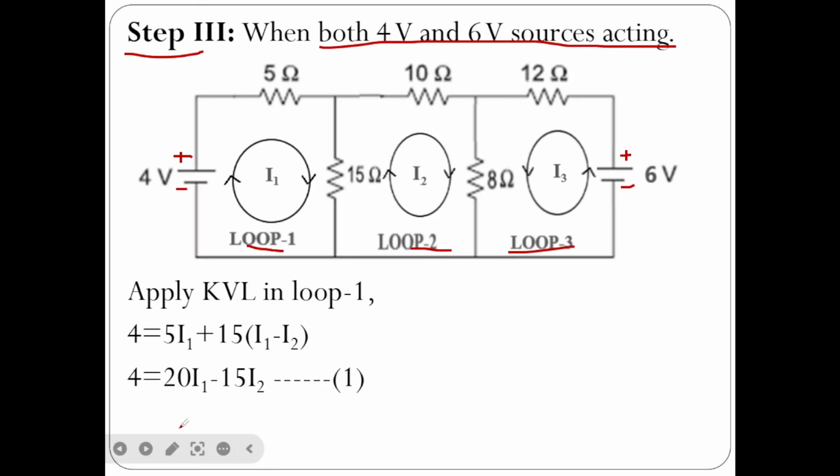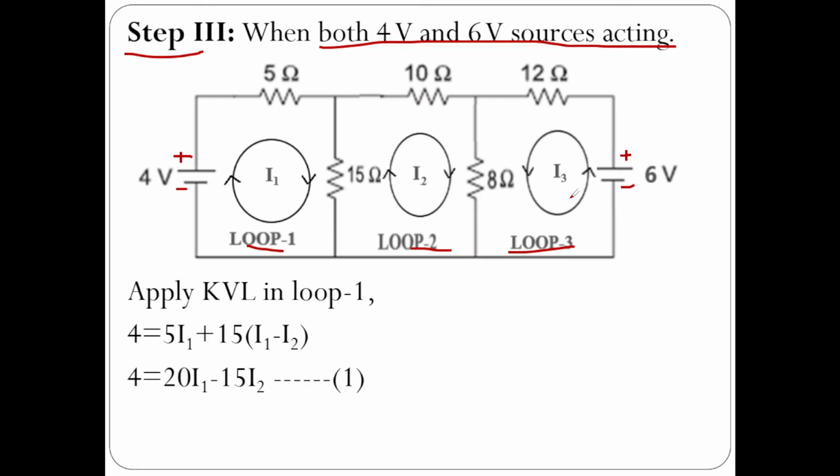I have assumed loop currents. If you observe here, this loop current is in clockwise direction, this loop current is also in clockwise direction, this loop current is in anti-clockwise direction. Our wish, in whichever direction we want to assume the loop currents, we can assume. Here I have assumed I1 as the loop current, here I have assumed I2 as the loop current, here I have assumed I3 as the loop current.